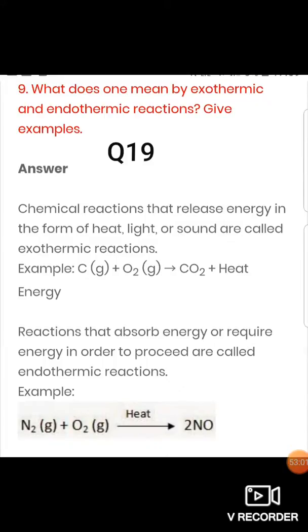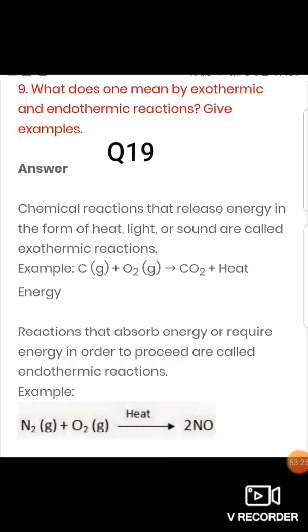What does one mean by exothermic and endothermic reaction? Give example. Chemical reactions that release energy in the form of heat, light or sound are called exothermic reactions. Example, carbon plus oxygen gives carbon dioxide and heat.